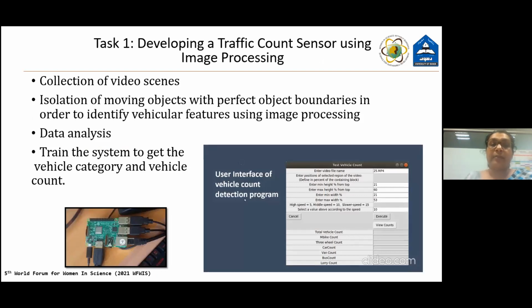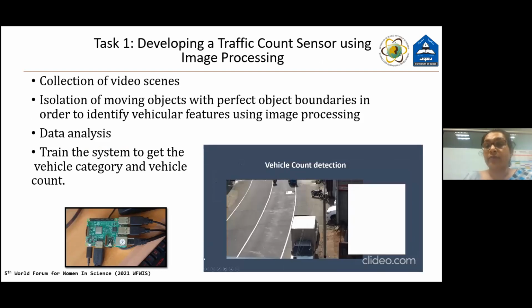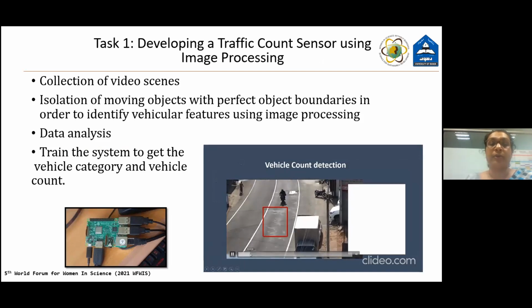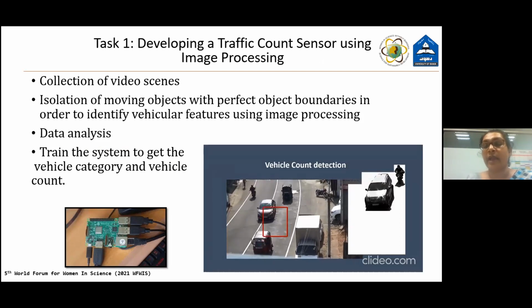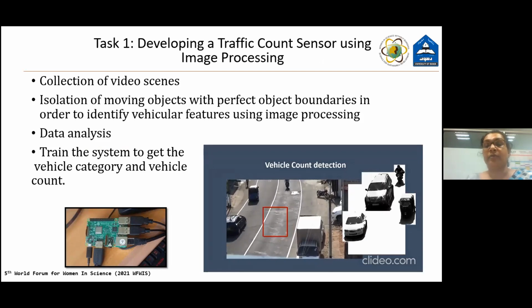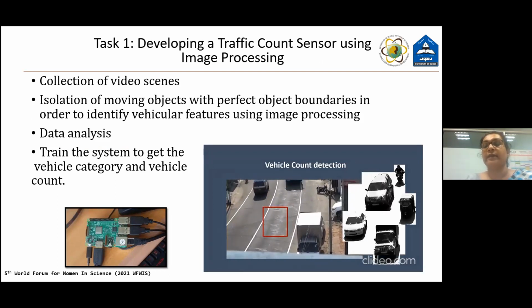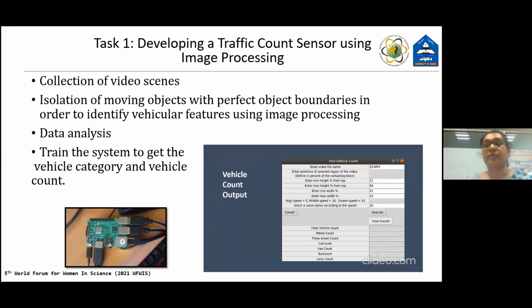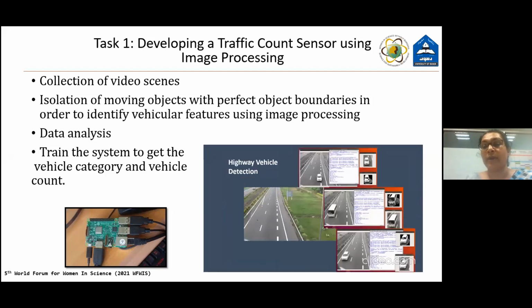When we are developing the traffic count sensor, we are using video scenes from a camera mounted above the roads, and then we try to isolate the moving objects. That means the vehicles are isolated, and then using the features of the vehicles, we can count the number of vehicles based on the type of vehicle. For example, how many cars, how many bicycles, how many buses and so on, we can count.